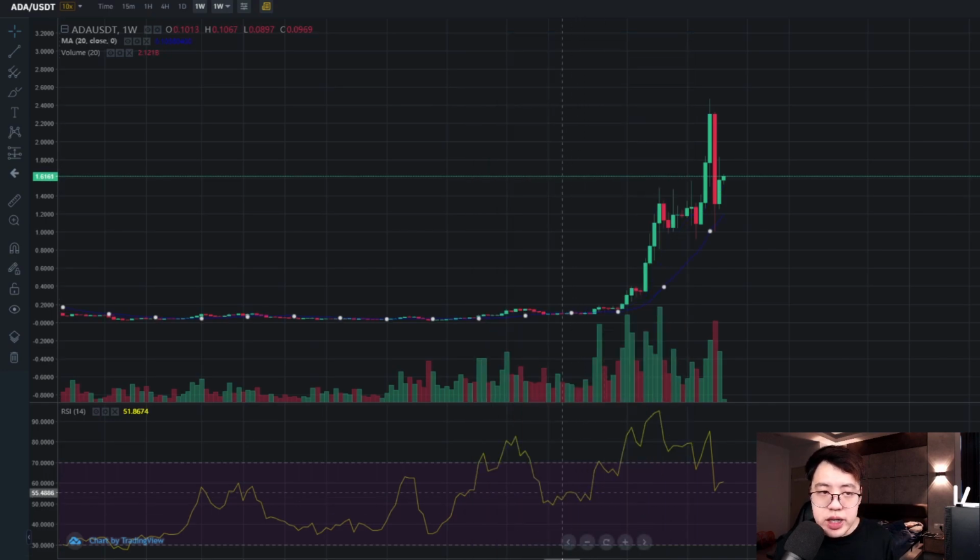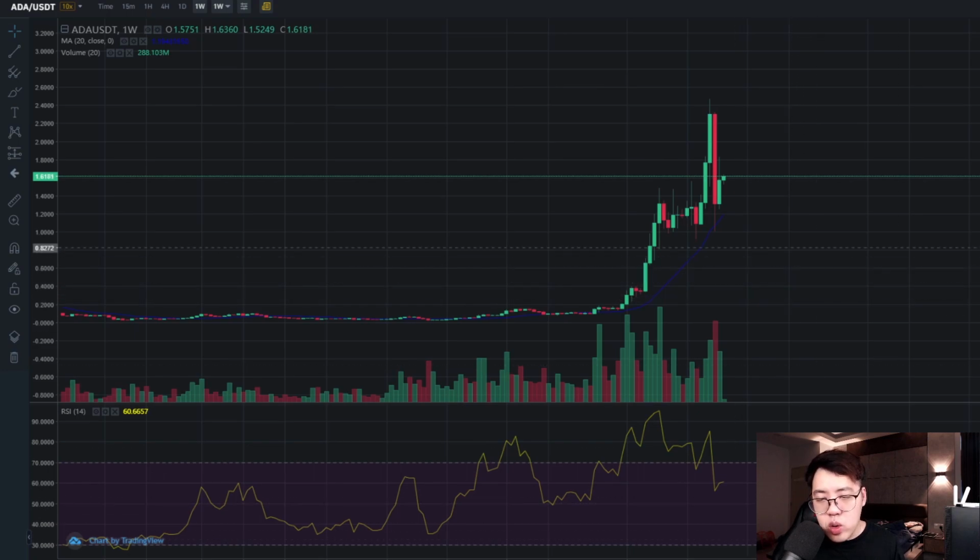Because if the length is very low, you will get a lot of noise, and all this noise makes it very hard for you to predict the market in the end. I will explain later why we use moving average 20. Let's go on with the setup. Let me conclude a little bit. The first step is moving average 20, the second step is the volume, and the third step is the RSI.